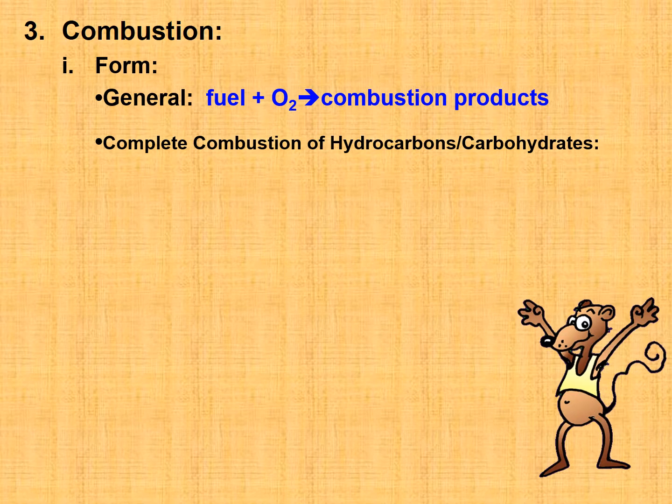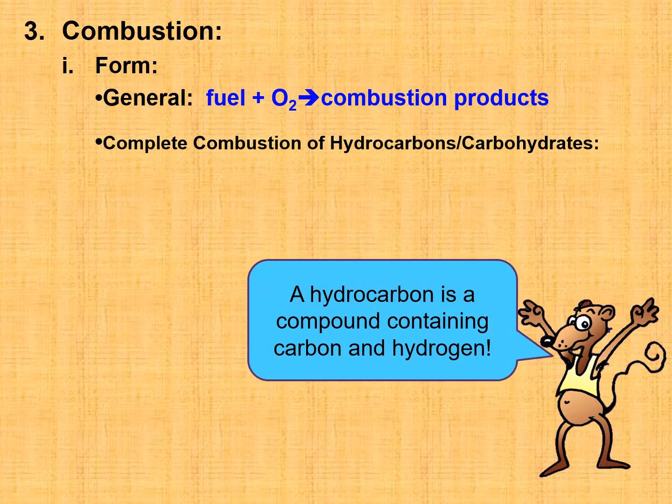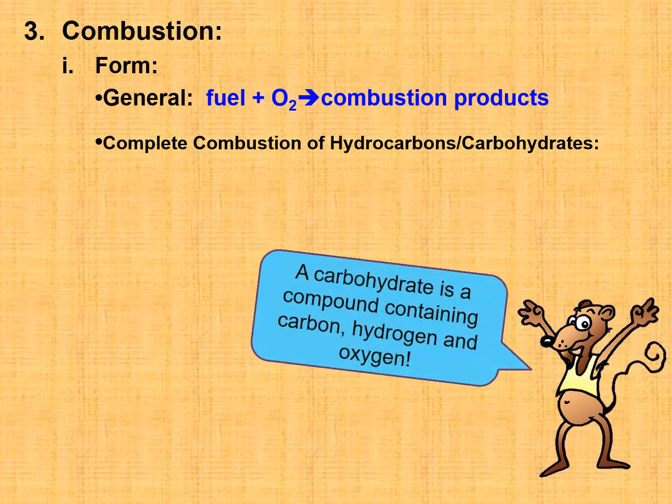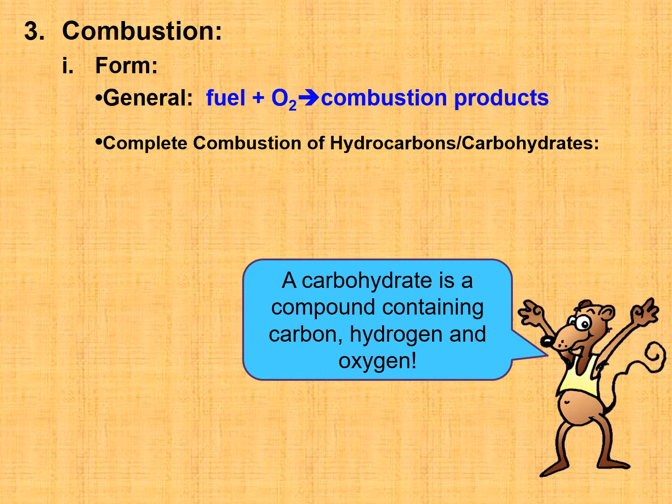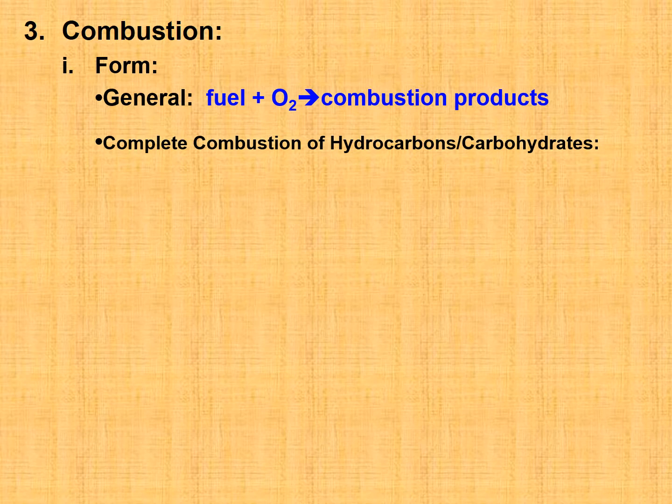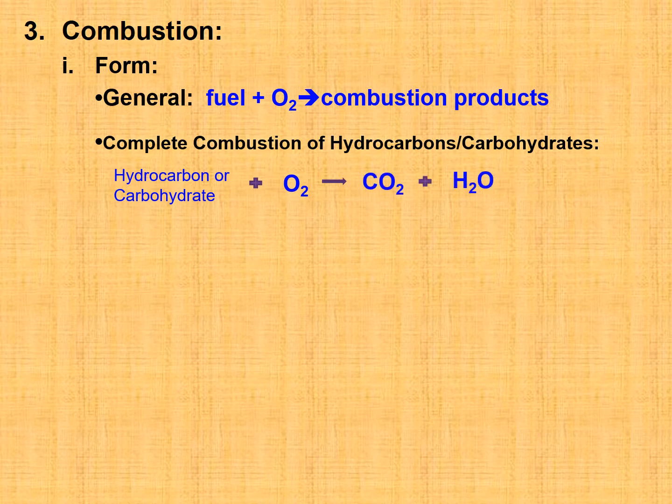As Roadkill the lab rat is here to tell us, pure hydrocarbons contain carbon and hydrogen only, while carbohydrates are compounds containing carbon, hydrogen, and oxygen. When sufficient oxygen is present and the fuel molecules are not too big, complete combustion occurs, producing carbon dioxide and water as products.